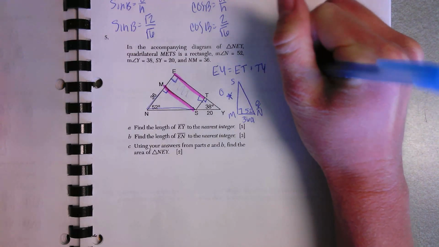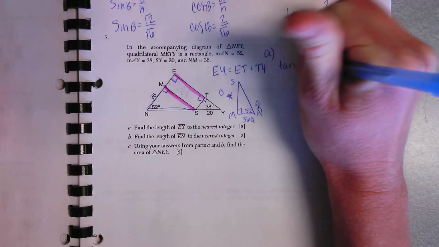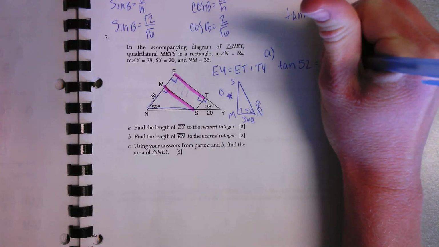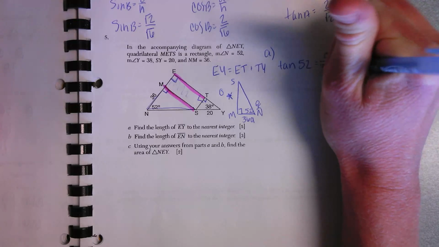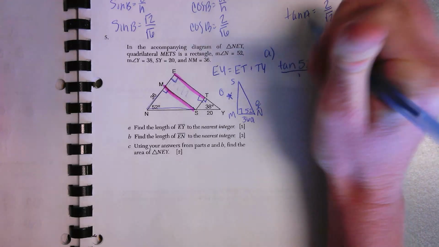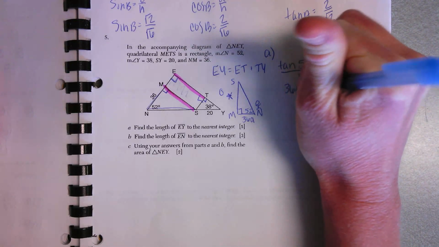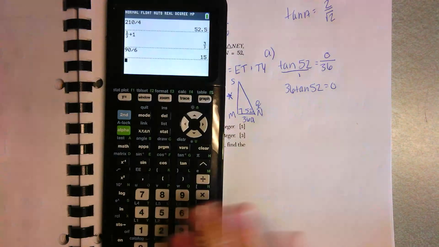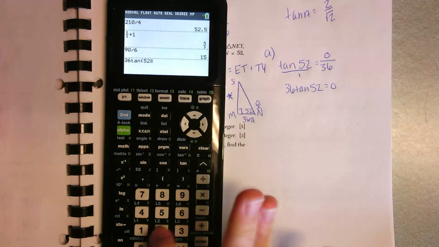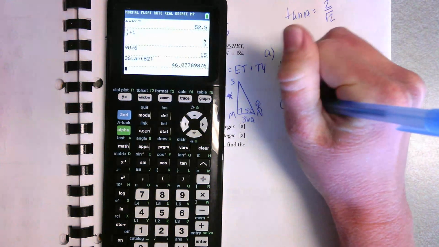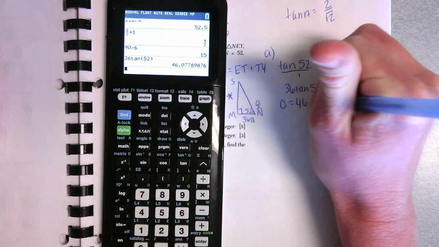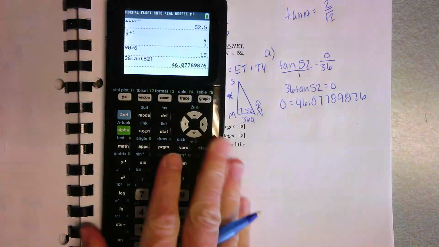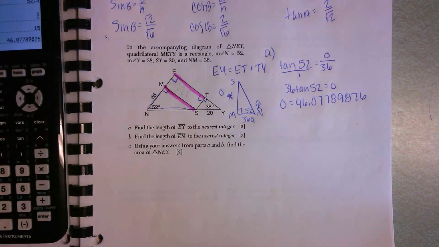So tangent, this is part A. Tangent of 52 is equal to, we'll just say O over 36. So cross multiply: 36 times tangent of 52 is equal to O. So O is equal to 46.0778986. And I know you guys are going to want to round, but not yet.